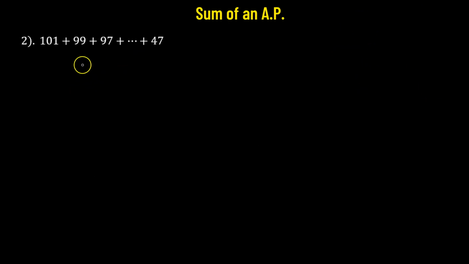So let's find the sum of this particular arithmetic progression. Here we have our first term, which is 101. Then we have a common difference. The common difference will be 99 minus 101, which is negative 2. And our last term in the progression is 47.